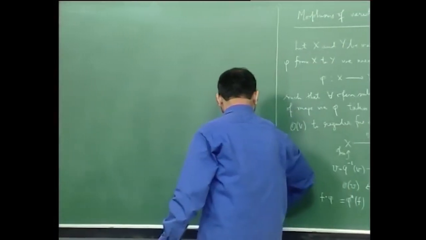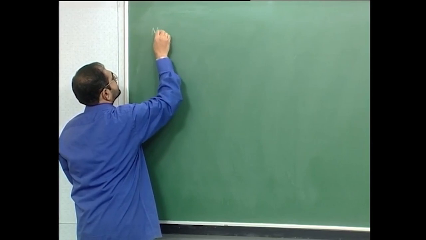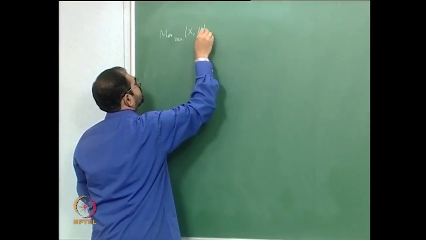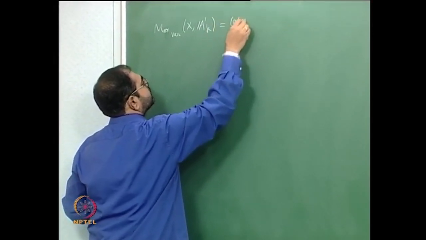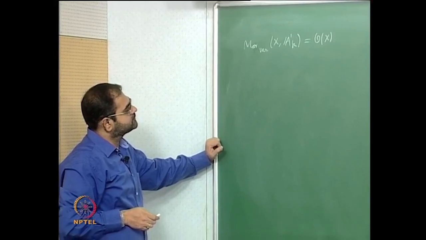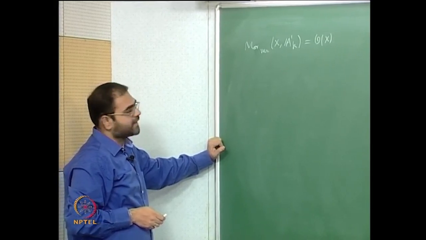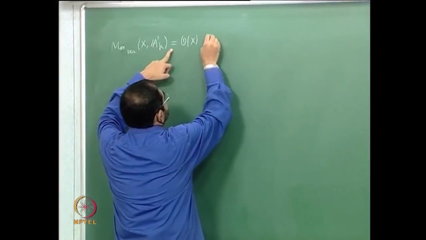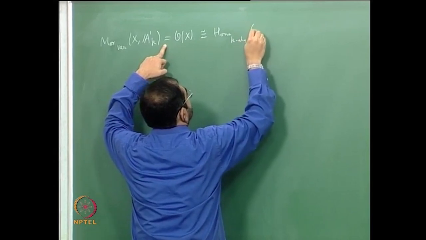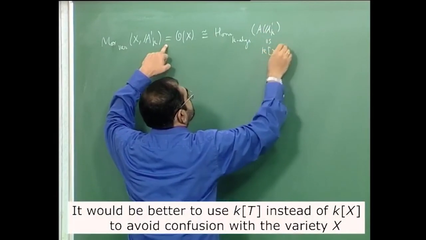So again, let's look at that statement. Morphisms of varieties, so this is morphisms in the category of varieties from X to A1, is identified with OX. Okay, and I just want to say that this is isomorphic to homomorphisms of k-algebras from A of A1, which can be identified with k[x], to OX.